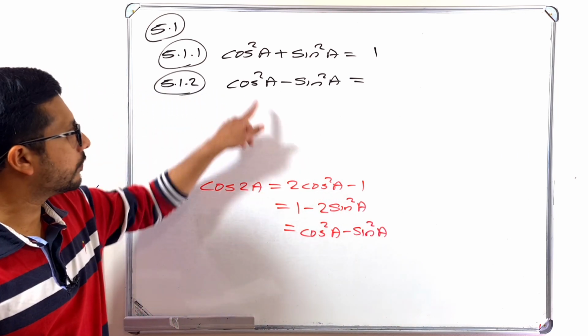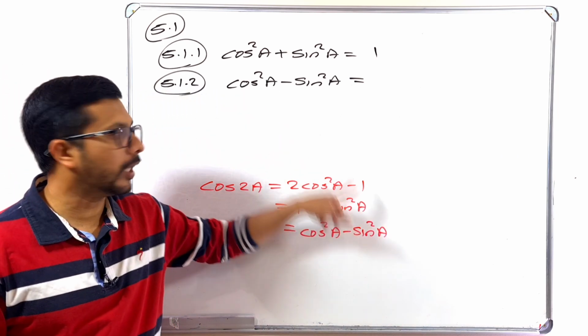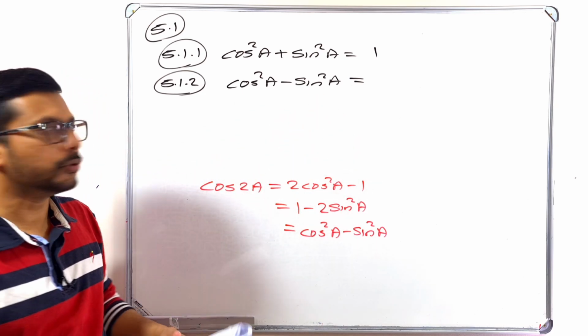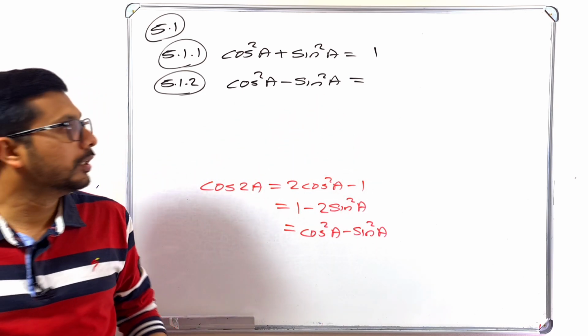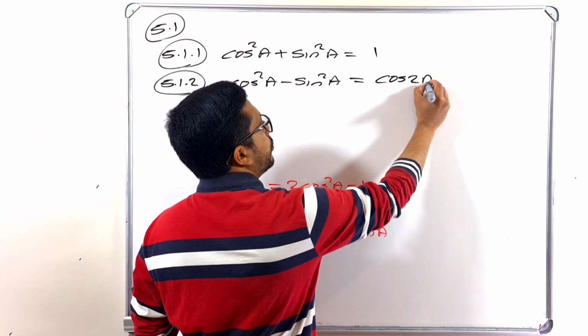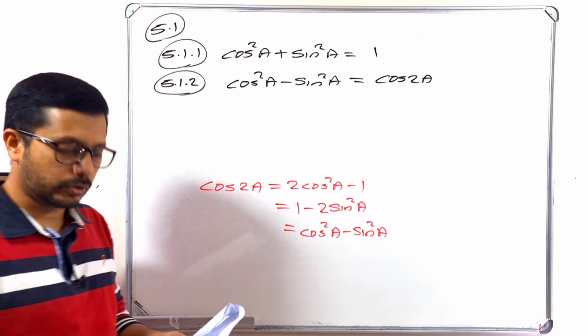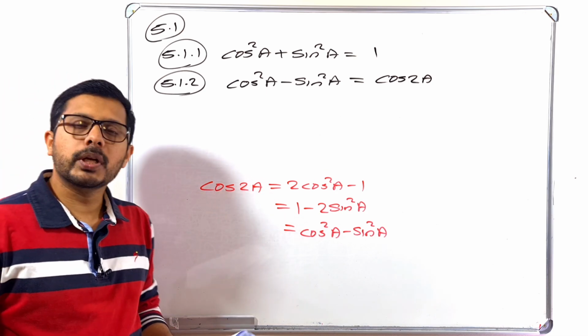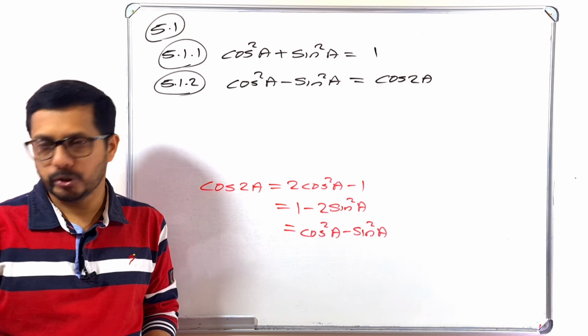So is it not this one, cos squared A minus sine squared A? So what is that? Cos 2A. So the answer for this question is cos squared A minus sine squared A is cos 2A. That's also 1 mark. That's a simple question. Okay, now let's go to the next question, question number 5.2.